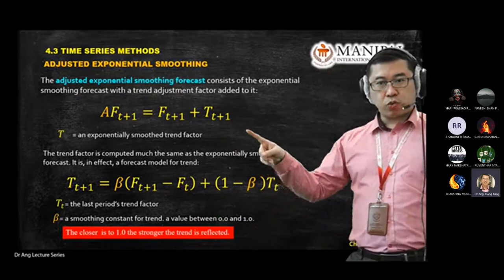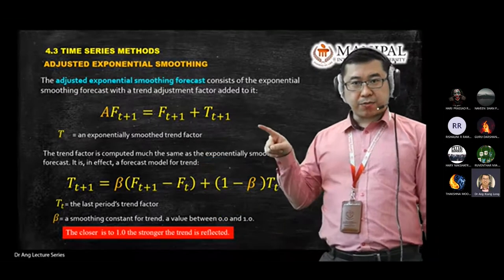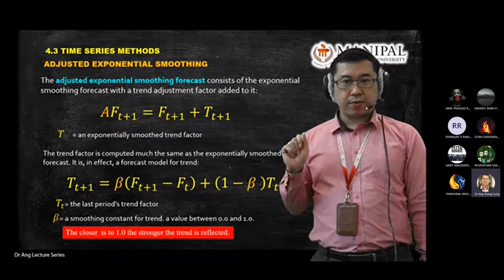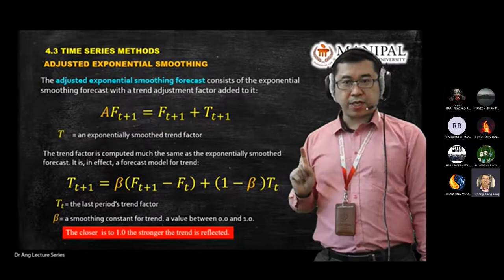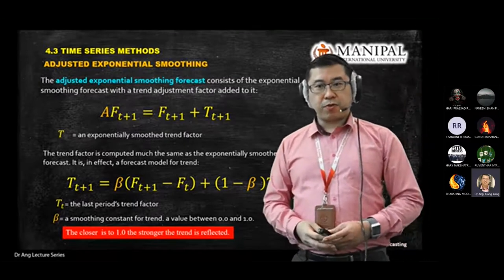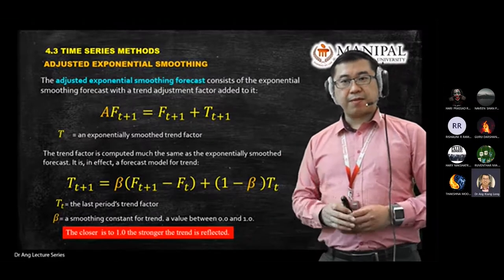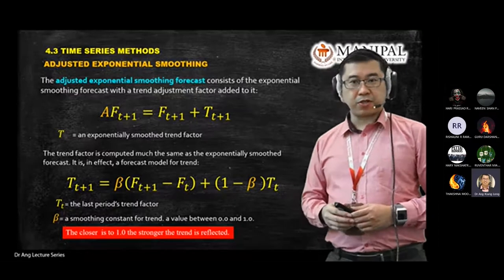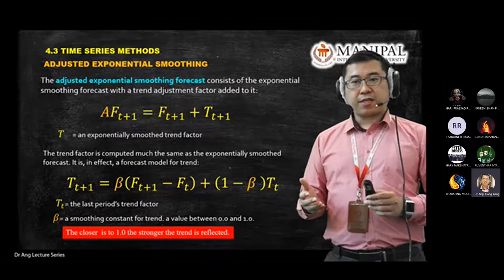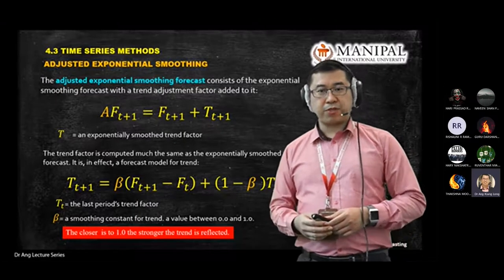So these are the two equations that we will look at for today: adjusted exponential smoothing, you have two. Then we will apply this equation and this equation back to the original data that we looked at in the previous example. We use the same data, but we use the adjusted exponential smoothing equation for that. Then we compare the difference between adjusted exponential and normal exponential smoothing.